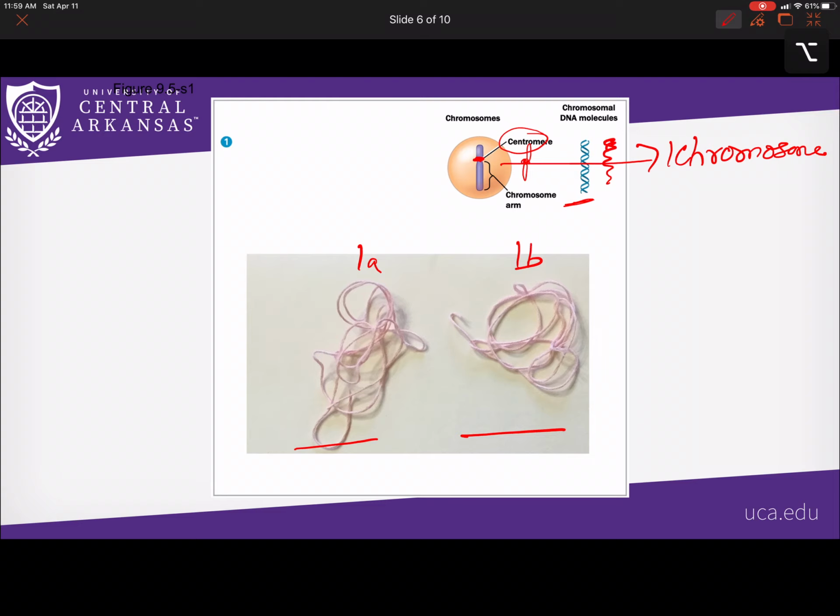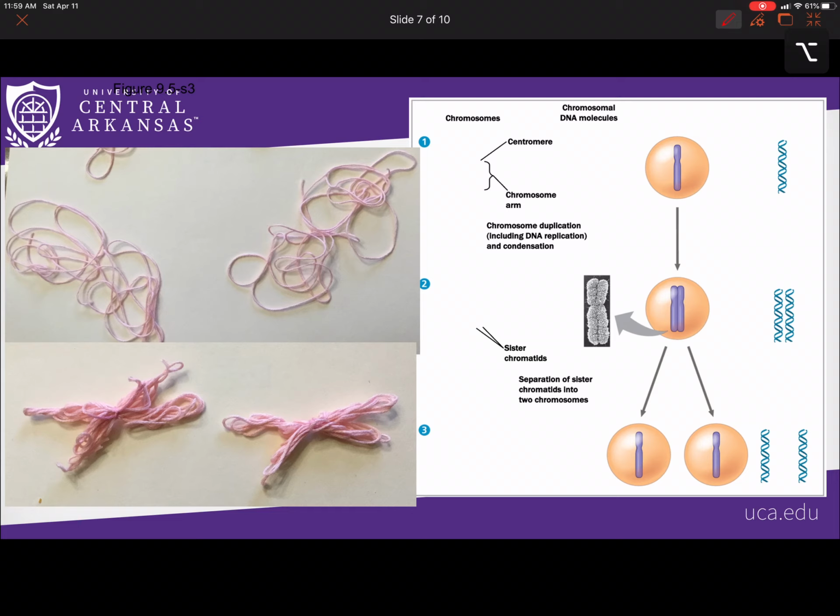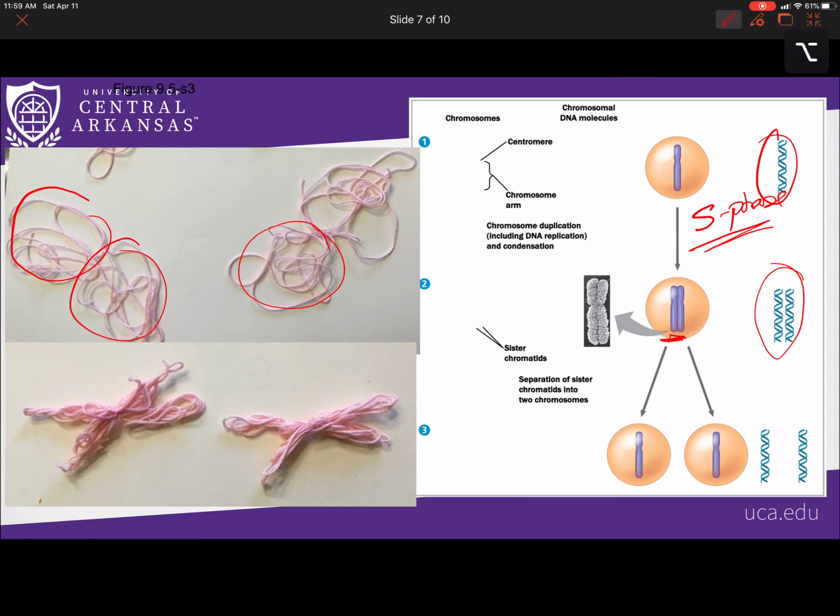Now when the cell is about to divide, during the S phase, again this is not part of mitosis, this is before the cell undergoes mitosis, the DNA actually is copied. So you have one here, it becomes two. But these two copies are not separated. They are very close to each other. They're much tighter right in the middle, called the centromere. And you'll see that here too.